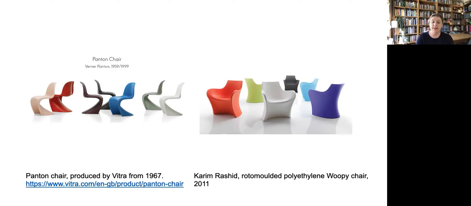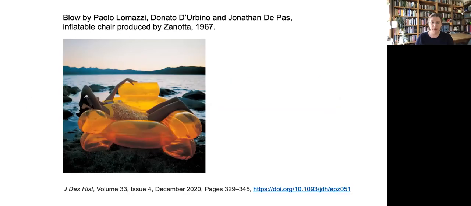But in neither case does the sitter sink into an Eames chair as she would into an upholstered one. Rather, she's enclosed by it and it moves with and next to her. But as I've said, plastic is a name for a whole collection of materials which perform differently and can be made to behave in different ways as well. Inflatable plastic chairs, such as the Blow chair, designed by Paolo Lomazzi, Donato D'Urbino, and Jonathan De Pas, and produced by Zanotta from 1967, offer a sitting experience more akin to the upholstery that we would see in earlier interiors than the Eames shell chairs do.